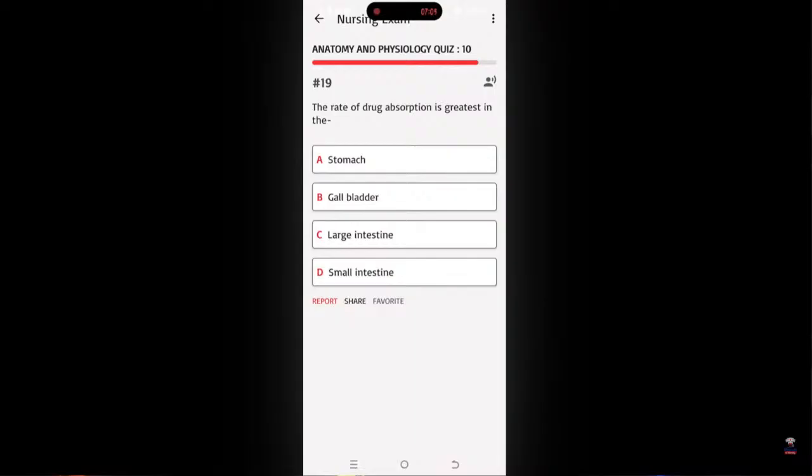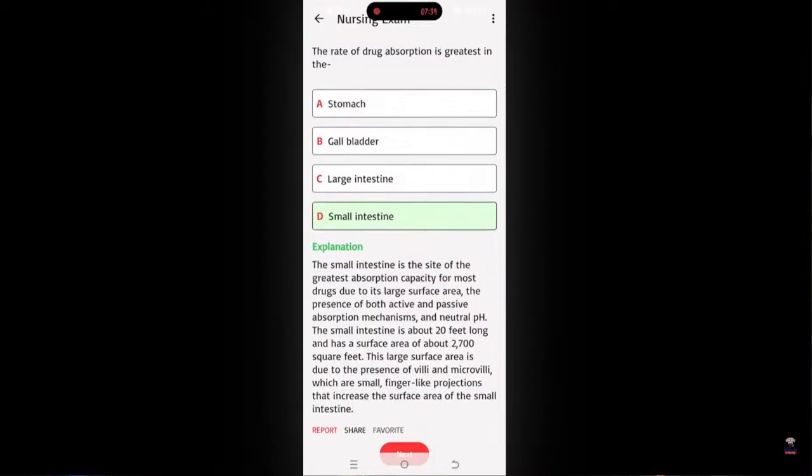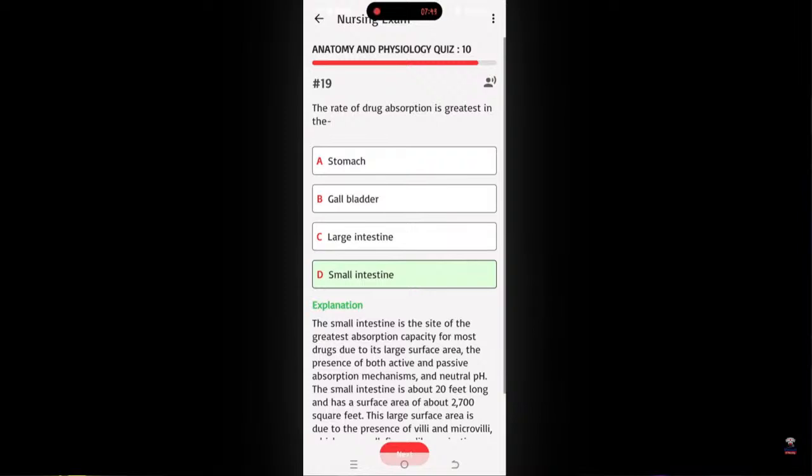The rate of drug absorption is greatest in the: A. Stomach, B. Gallbladder, C. Large intestine, D. Small intestine. Correct answer. The small intestine is the site of the greatest absorption capacity for most drugs due to its large surface area, the presence of both active and passive absorption mechanisms, and neutral pH. The small intestine is about 20 feet long and has a surface area of about 2,700 square feet. This large surface area is due to the presence of villi and microvilli, which are small, finger-like projections that increase the surface area of the small intestine.